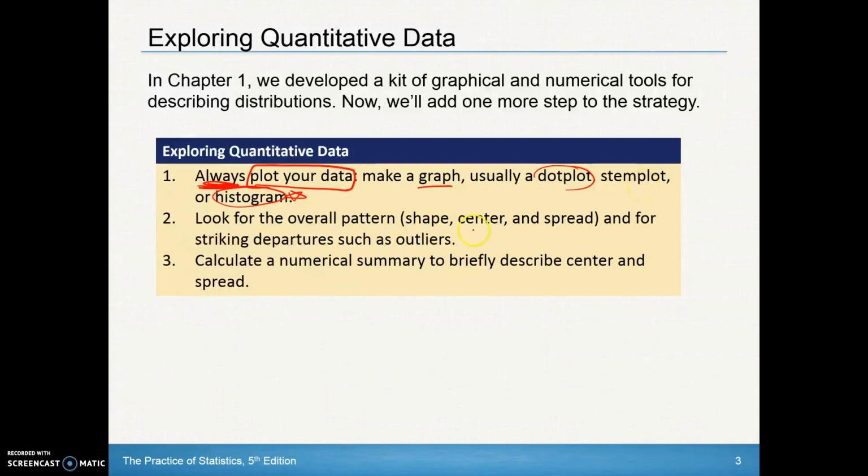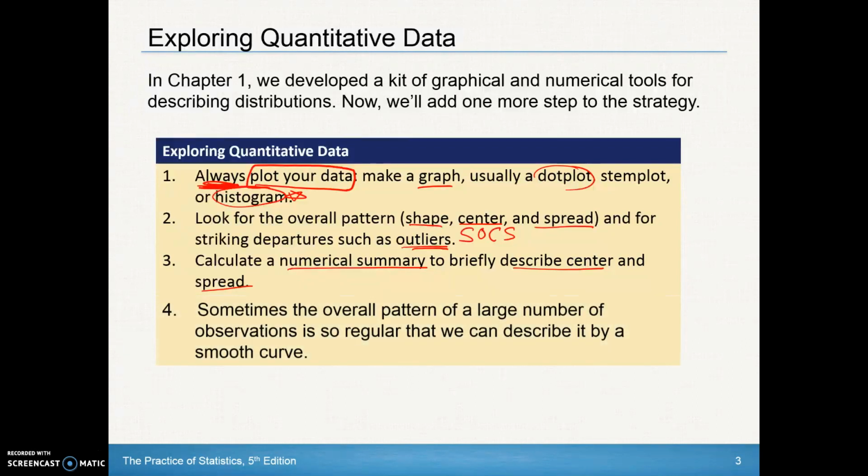We're going to look at that overall pattern. In other words, look for our SOCS. That's the shape, the outliers, the center, and the spread. And then calculate a numerical summary to describe center and spread. And again, using the proper measure of center and spread based on the shape of the distribution. So that's a review from Chapter 1.